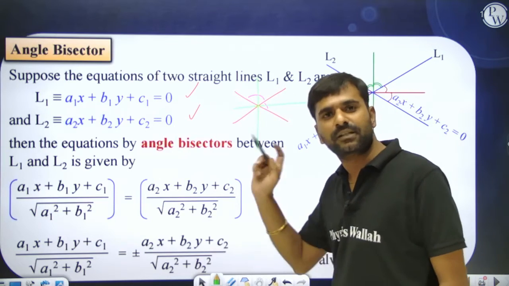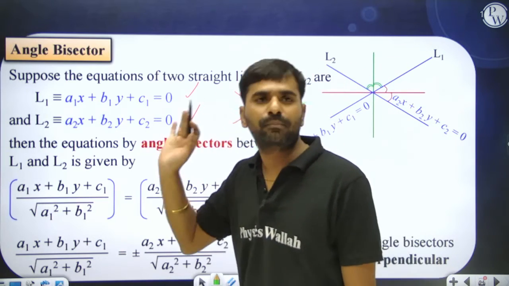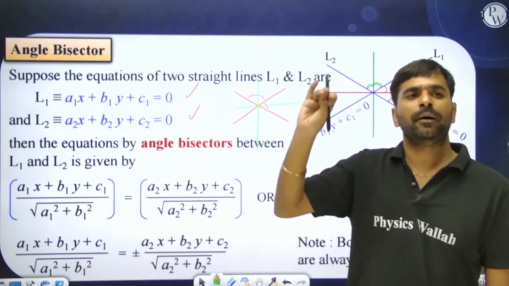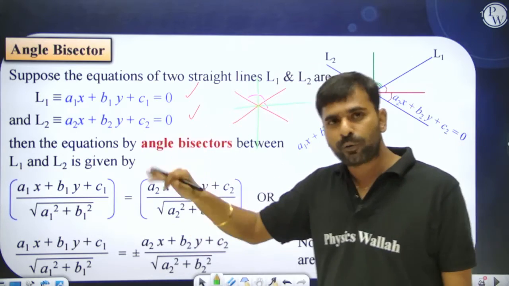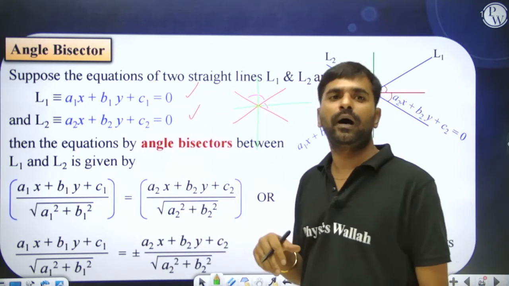These two bisectors are always perpendicular. The angle bisectors of the two lines are always perpendicular, number one. Now how do we write down the equation of those two bisectors?